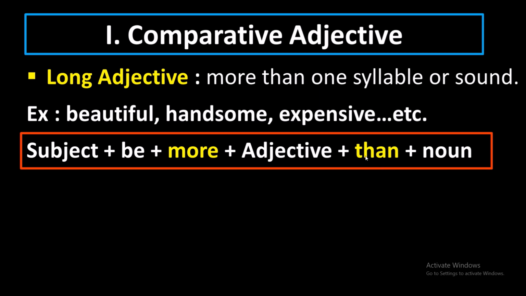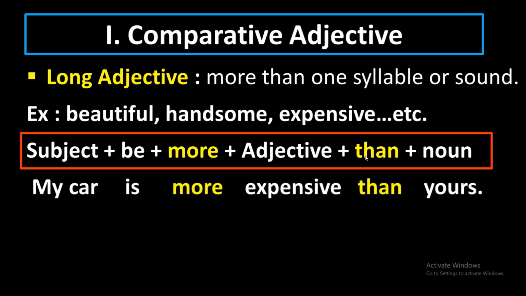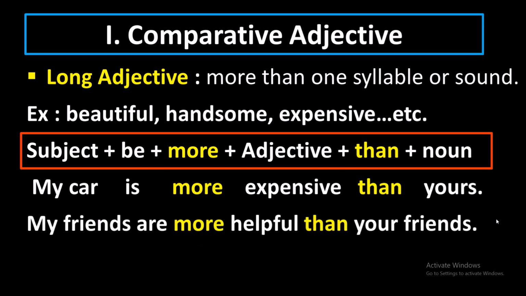Okay, let's take a look at the example here. My car is more expensive than yours. So we don't say that my car is expensiver than yours, which is wrong. We say my car is more expensive than yours. Another example. My friends are more helpful than your friends. Here we do not say helpfuler than your friends. We don't say like that. That is wrong. So we say more helpful than your friends.